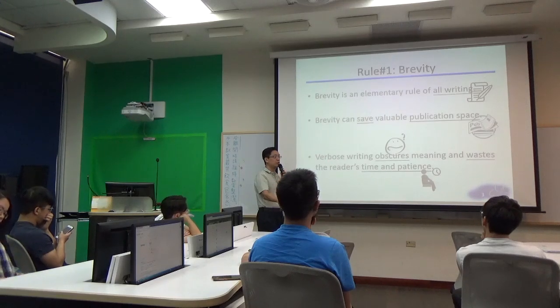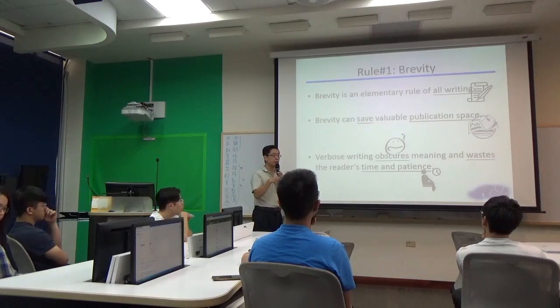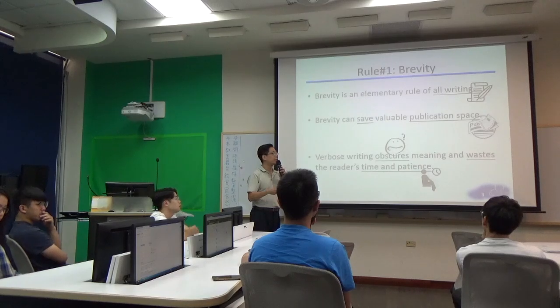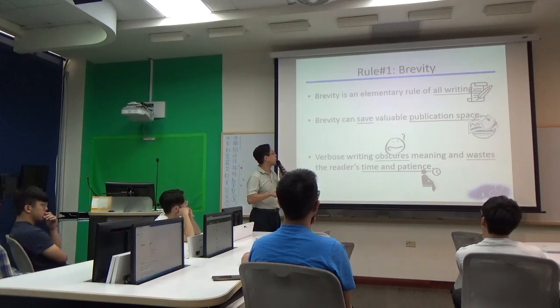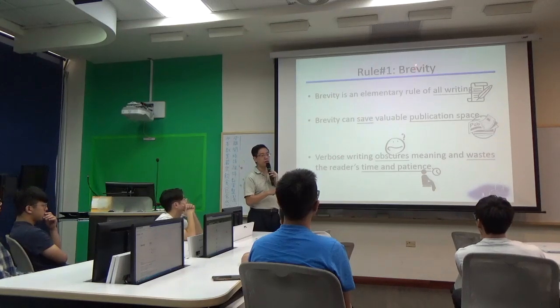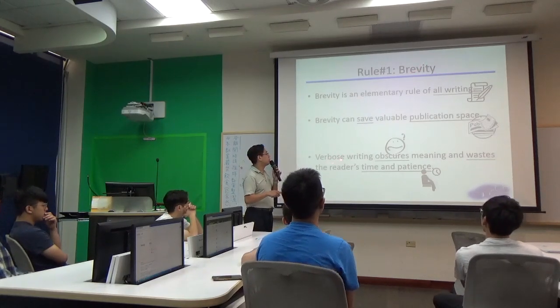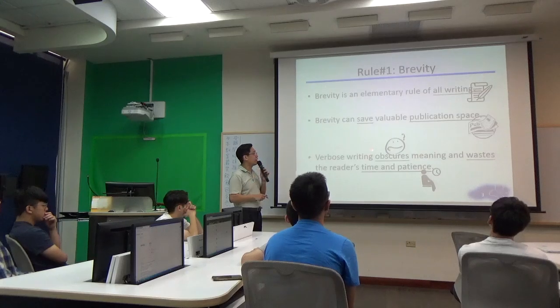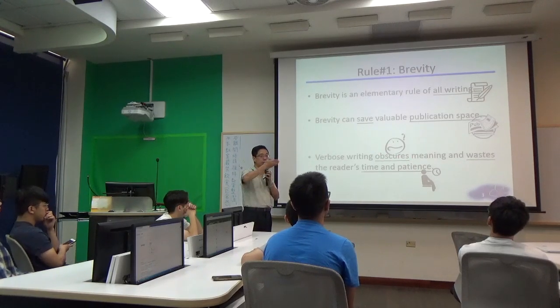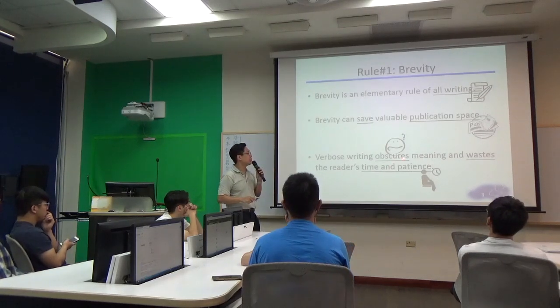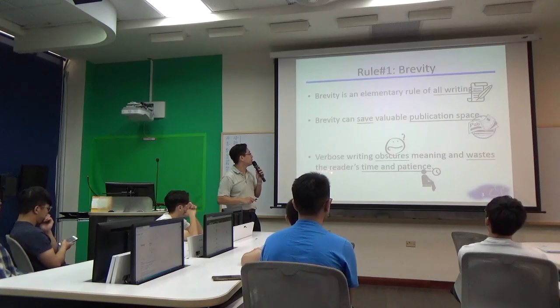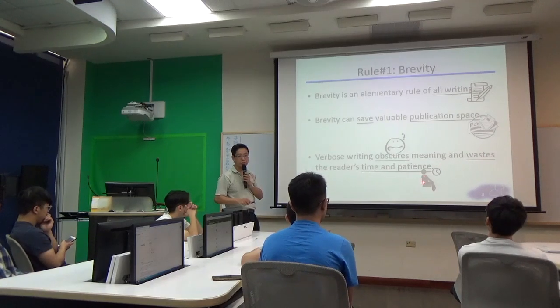Something is not necessary, done a lot of times. Non-valuable, something non-valuable. This is the opposite meaning of brevity. So verbose writing can obscure. Obscure means like this way. Obscure, okay, so you cannot see. Obscure the meaning and waste the reader's time and patience.